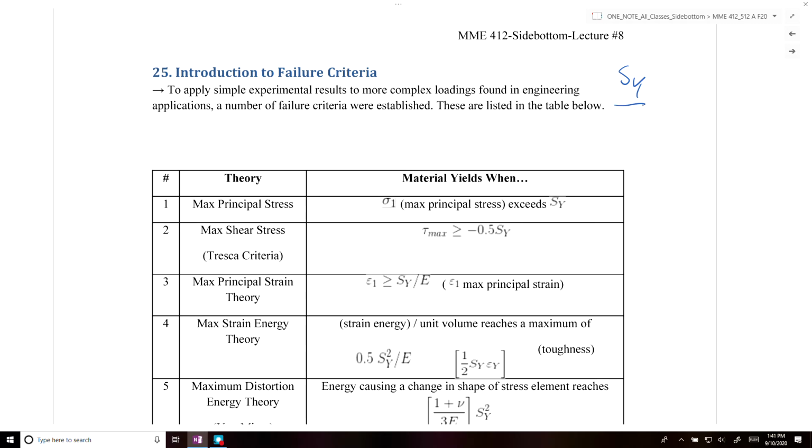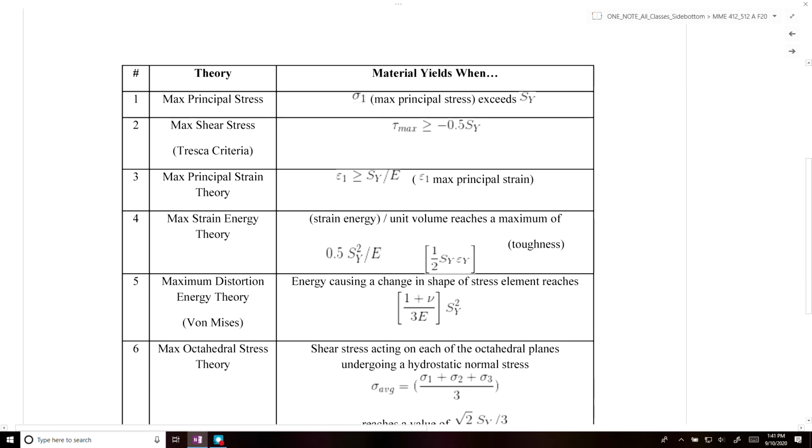a number of different theories were created. This is a summary of some of the more common types of theories that have been used for ductile materials. Theory one is the maximum principal stress theory, which just states that if your largest principal stress exceeds the yield strength of your material, the material will fail.